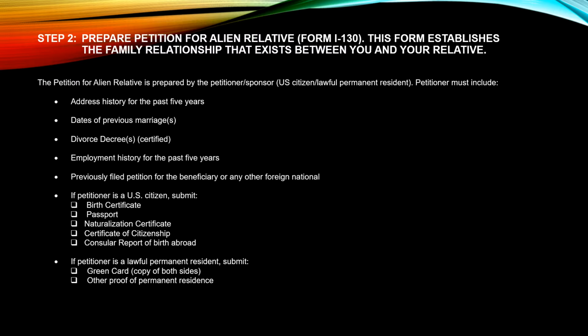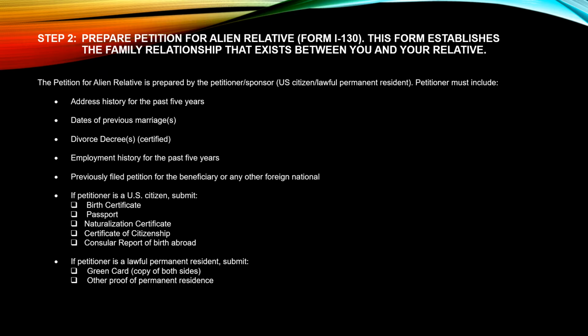Step 2. Prepare a petition for alien relative, Form I-130. This form establishes the family relationship that exists between the U.S. citizen or lawful permanent resident and the alien they are asking the immigration agency to approve to reside within the United States legally. The petition for alien relative is prepared by the petitioner or sponsor, that means the U.S. citizen or lawful permanent resident.